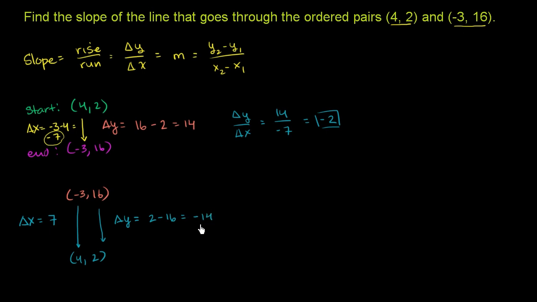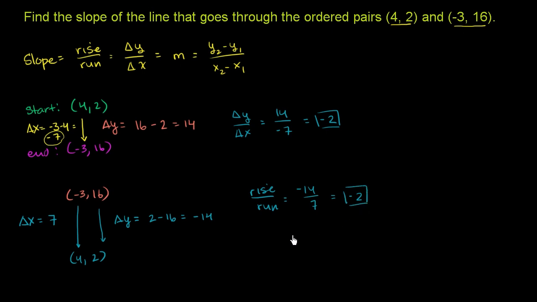This was our run. So if you say rise over run, which is the same thing as change in y over change in x, our rise is negative 14 and our run here is 7. So notice, these are just the negatives of these values from when we swapped them. So once again, this is equal to negative 2.